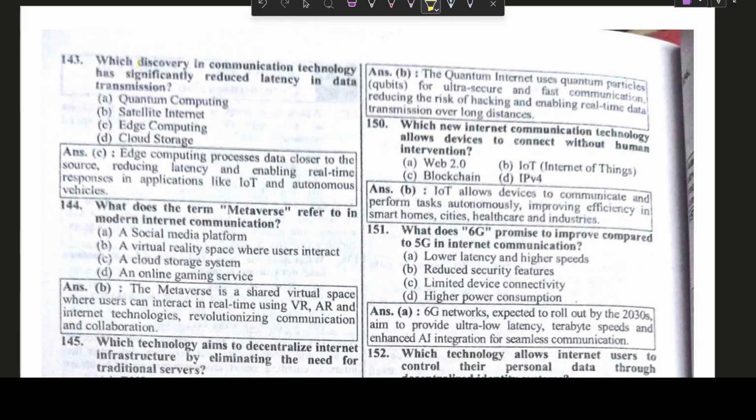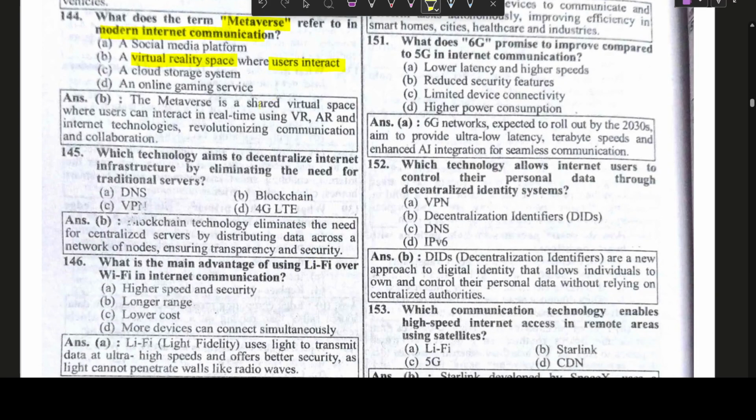So which discovery in communication technology significantly reduces the latency in data transmission? So it's edge computing. What does the term metaverse refer to in modern internet communication? It refers to a virtual reality space where the users interact. The metaverse is a shared virtual space where users can interact in real time using VR, virtual reality, and augmented reality, and the internet technology revolutionizing the communication and collaboration.